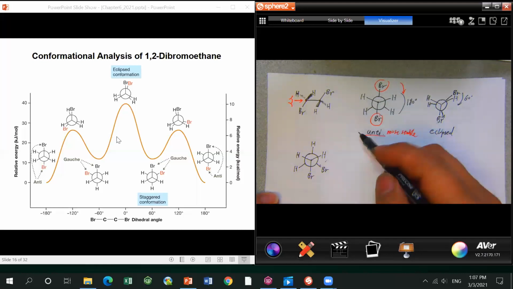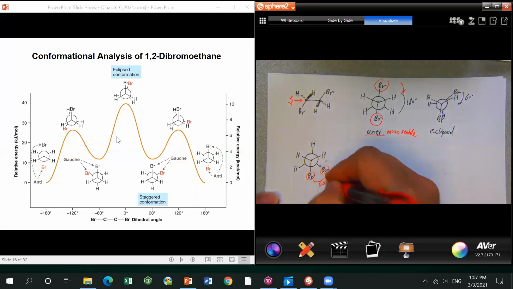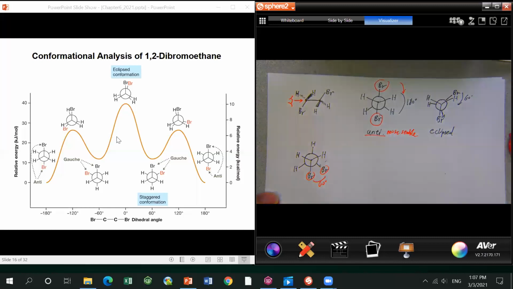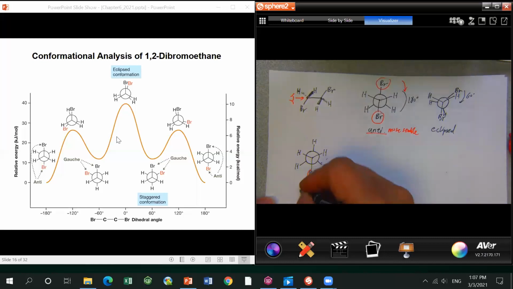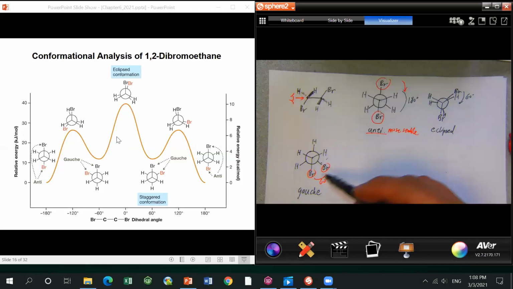Both are staggered, but the two big groups, the bromides, are 60 degrees to each other. So they have a little bit of instability, a little bit of steric strain. This conformation we call gauche. If we compare their energy, this one should be higher than anti. So you see some difference between anti and gauche.